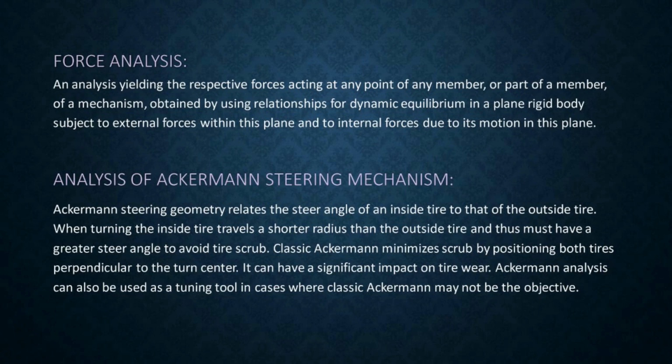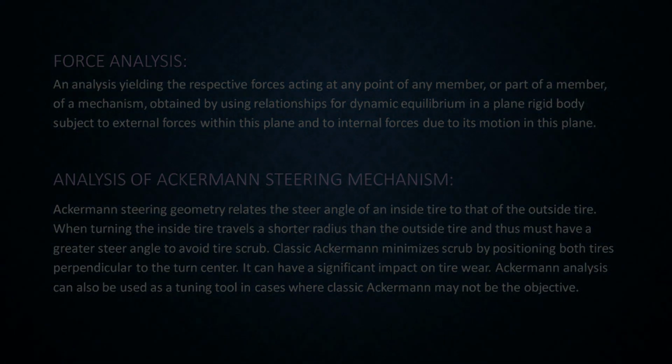Ackermann steering geometry relates the steer angle of an inside tire to that of the outside tire. When turning, the inside tire travels a shorter radius than the outside tire, and thus must have a greater steer angle to avoid tire scrub. Classic Ackermann minimizes scrub by positioning both tires perpendicular to the center. It can have a significant impact on tire wear. Ackermann analysis can also be used as a tuning tool in cases where classic Ackermann may not be the objective.